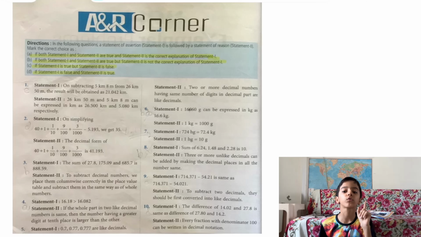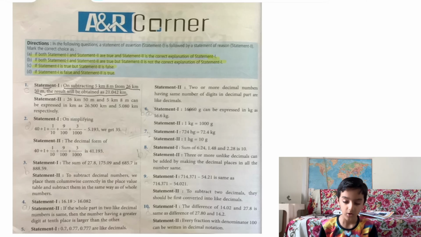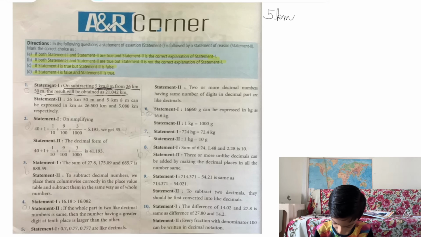Statement 1 of question 1. They are saying, on subtracting 5 km 8 meter from 26 km 50 meter, the result will be obtained as 21.042 km. First of all, we will convert this 5 km 8 meter into 1 unit, kilometer, because for adding or subtracting any units, we have to add or subtract in only 1 unit, the same unit. So here we'll make 5 km 8 meter into kilometer first.